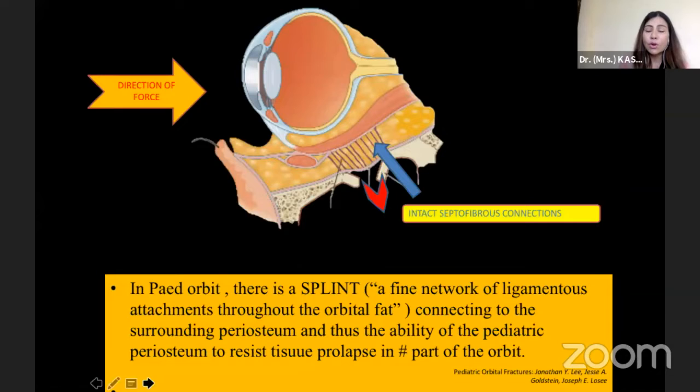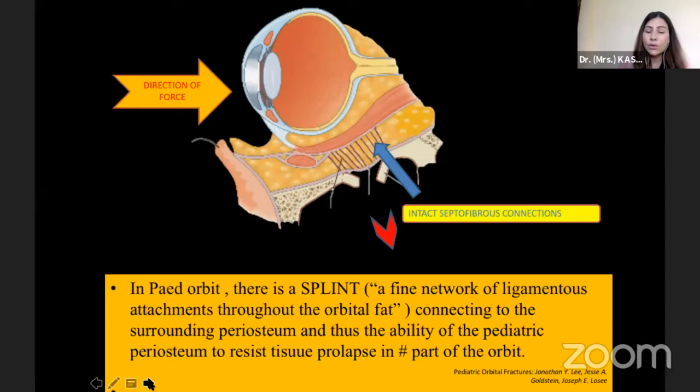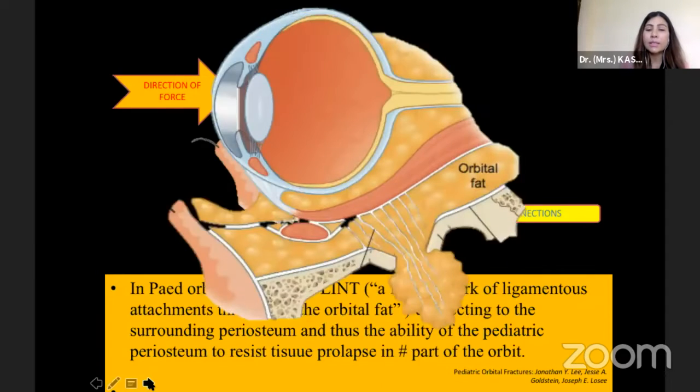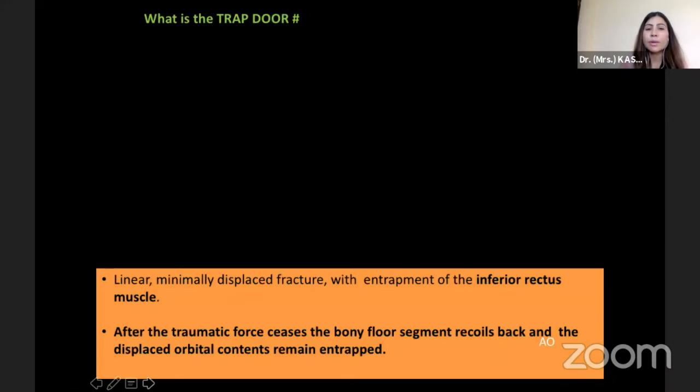In the pediatric orbit, we see that there is a splint, a network of ligamentous tissue, which usually prevents the prolapse of the orbital contents, even if there is a blowout fracture. But this is usually not seen in adults. In adults, the splint is much more friable, and whenever there's a fracture, the periosteum usually gives way, allowing all the orbital contents to drop into the maxillary sinus.